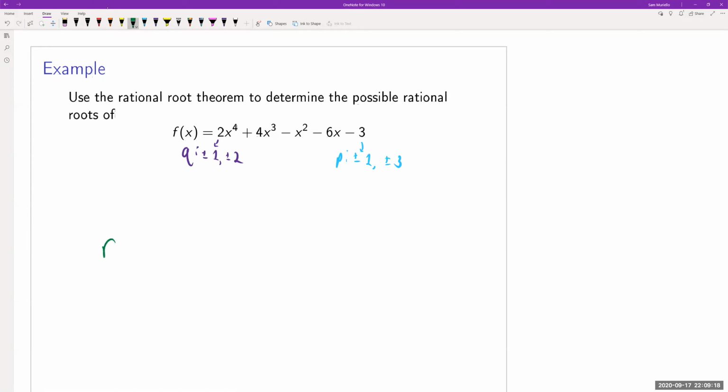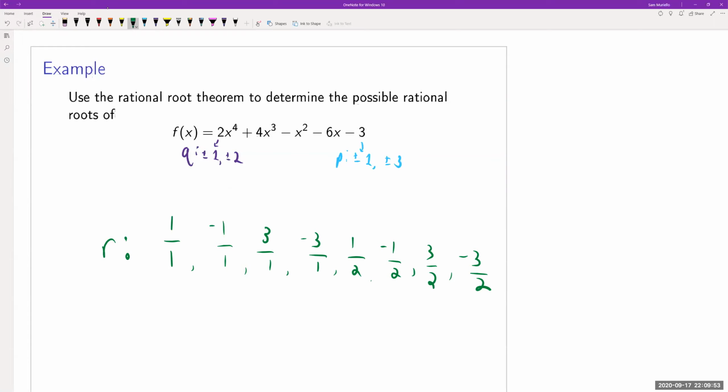So all of the possible roots could be 1/1, -1/1, 3/1, -3/1. And then 1/2, -1/2, 3/2, -3/2. 8 choices. It seems like a lot of things to try, sure, but keep in mind, number one, this is only 8 possible numbers out of all possible numbers. That's not that many things to plug in.